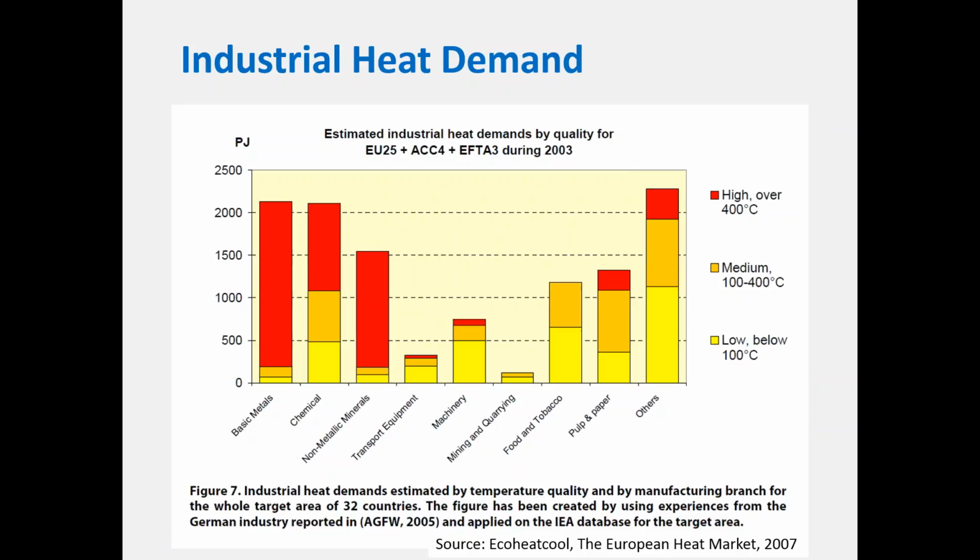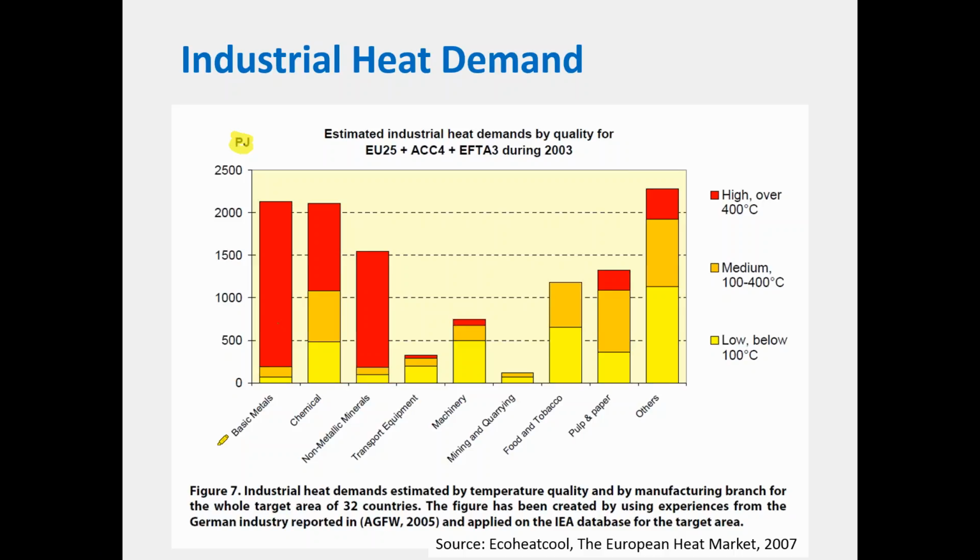So to give you an idea, this is some data from Europe, from the EU. And what this shows on the left here, we have the total amount of energy being used. Okay, so the total PJs or petajoules, and then we have different industries down the bottom. And the red part of the bar is how much demand is at high temperatures. I guess the orange is in the medium temperature range, and the yellow is the low temperature.